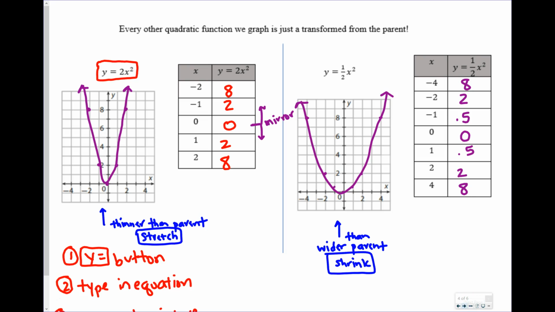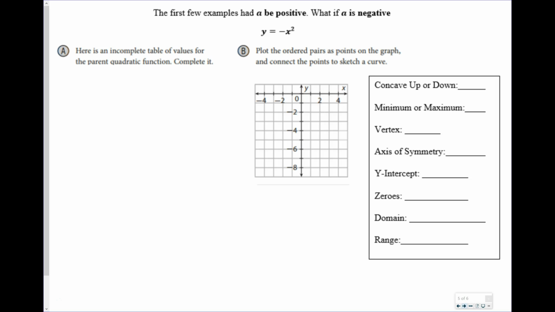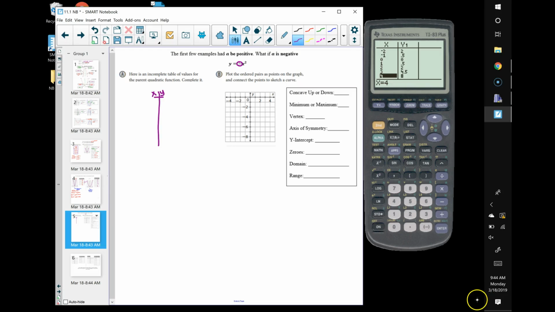The other type of parent function is what happens when that thing in front of the x squared is negative. So that right there. See how that's a negative? That's going to affect our graph. So I'm going to make another table, x and y, and put in my calculator y equals -x squared. So I'm going to go back to y equals, clear it out, and put -x squared. And we're going to see something interesting.